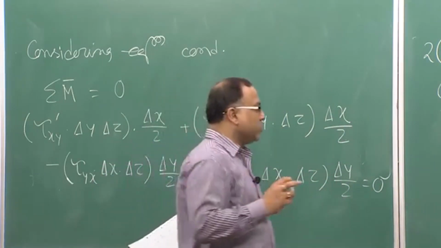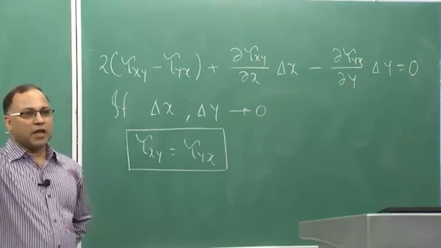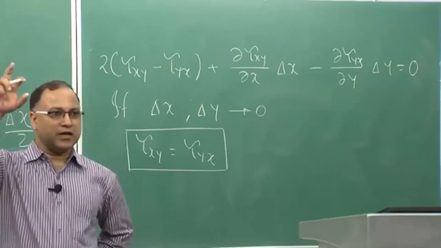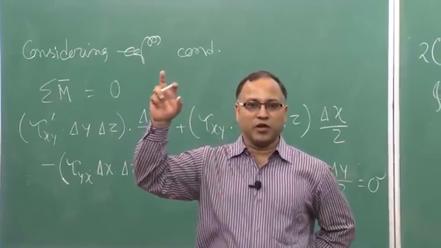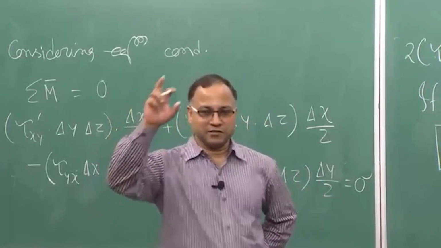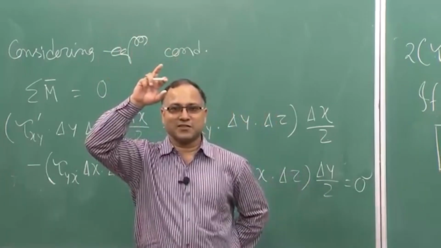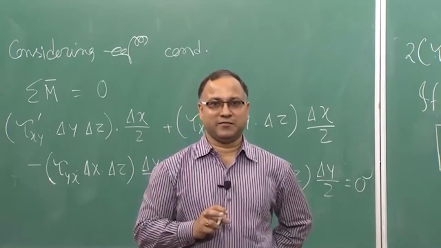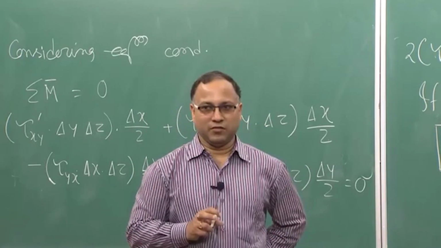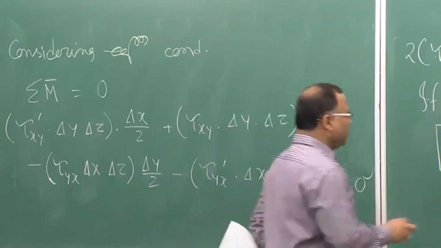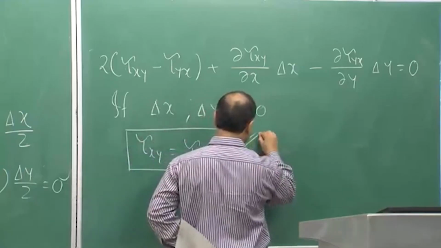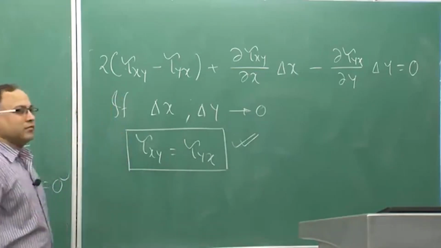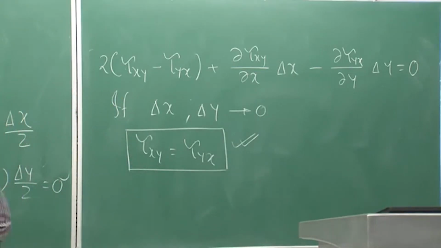So, instead of 9 stress components, whatever you considered in the case of the 3D state of stress, that will be coming down to 6. Okay. So, this is a very important relation we have established, that is, the cross shear is equal.